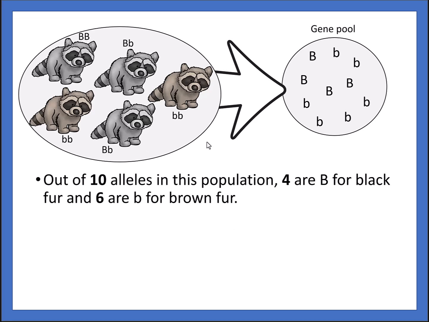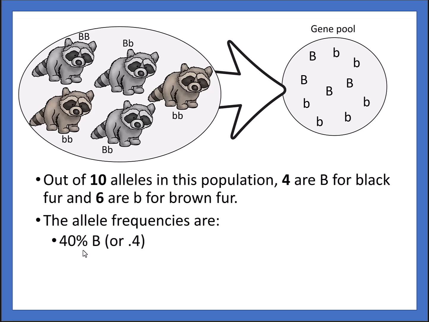So out of 10 alleles in this population, we've got 5 raccoons, 2 alleles each, so 10 alleles total. 4 are capital B for black fur, and 6 are little b for brown fur. So the allele frequencies are 40% for capital B, or dominant, which is 0.4. We've divided 4 out of 10, 40%. And 60% for the recessive allele, 6 divided by 10, 60% or 0.6. So that's how allele frequencies are calculated.